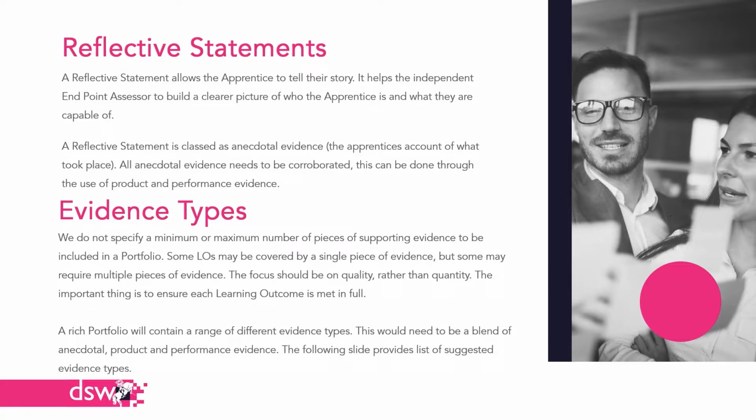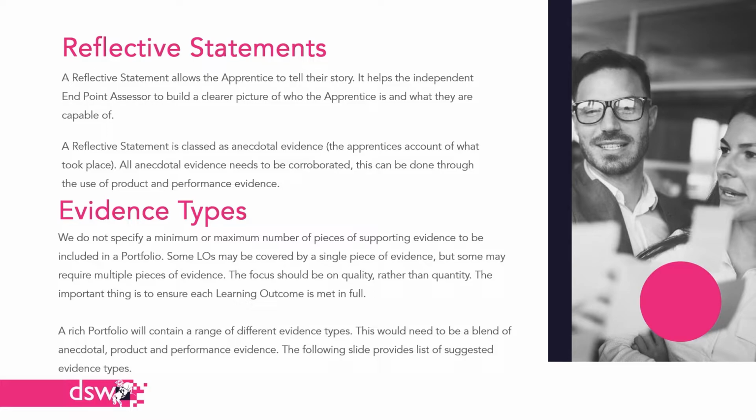Reflective statements. When we refer to a reflective statement, we want to know what the apprentice has done in a specific situation: who, what, where, why and when. Build a picture behind the situation, and from there they can pull on pieces of product and performance evidence which demonstrate exactly what they've done in relation to their reflective statement. It's a great way for apprentices to bring all their evidence together and give a more rounded picture of what they're capable of. They do need to make sure they corroborate what they've said in their reflective statement with evidence, as it is purely anecdotal.